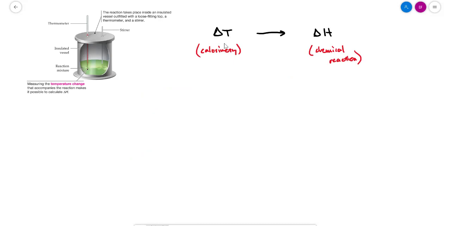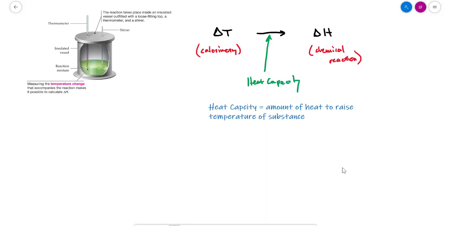In order to translate that experimental measurement via calorimetry, this delta T, or temperature change, to a chemical concept, delta H here, we need to use a conversion factor, which is really a calibration factor, called heat capacity. The heat capacity is the amount of heat required to raise the temperature of a particular substance. The heat capacity is unique to the substance. It's different for all different things. Everything has a different heat capacity.